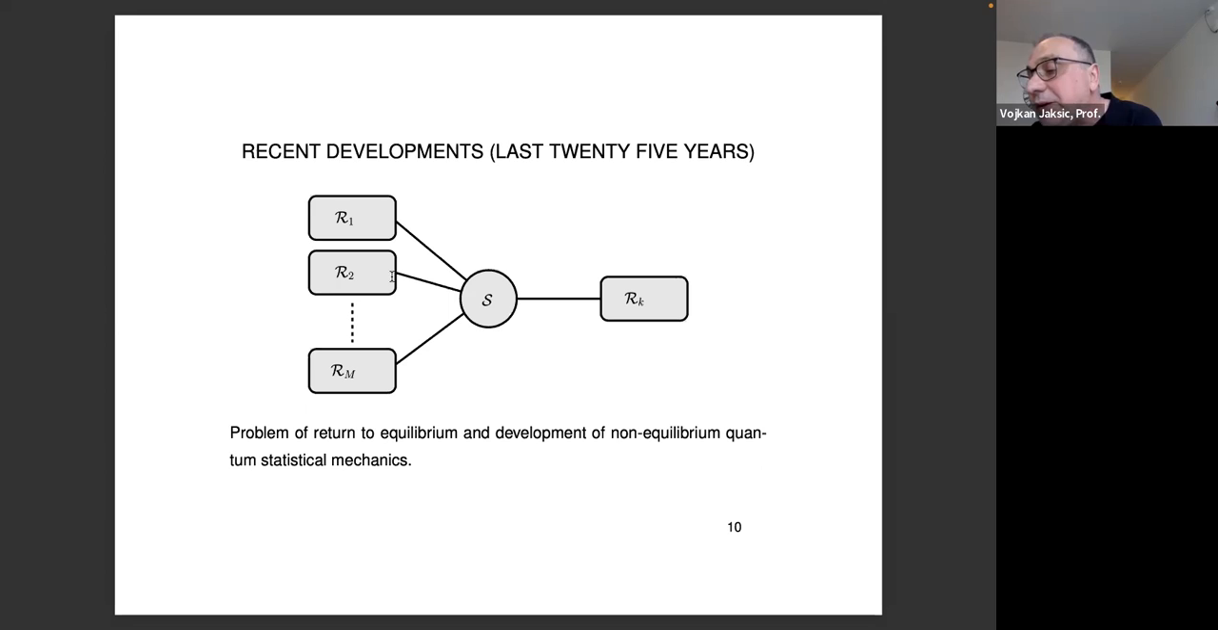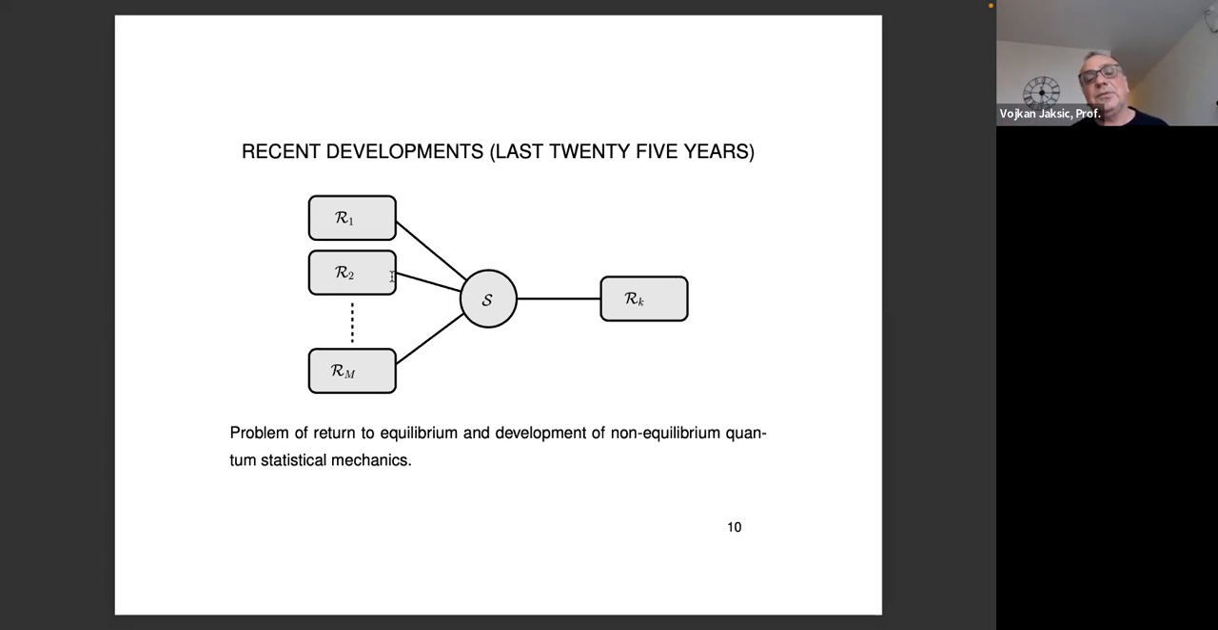And they concerned two basic topics: the problem of return to equilibrium, which is actually an old topic that goes back to Robinson in 1983, and the development of non-equilibrium quantum statistical mechanics, which is more recent and, in a sense, basically started in 1991.